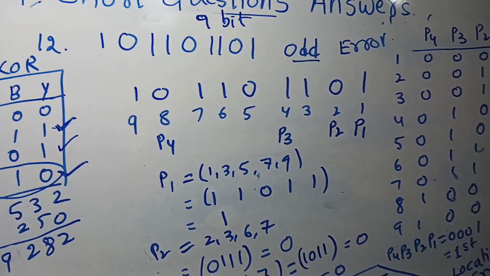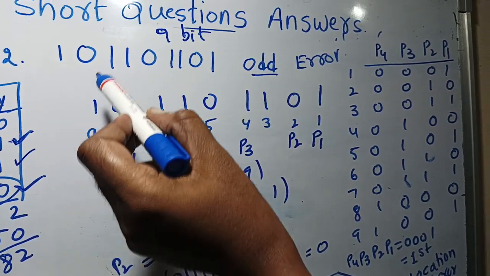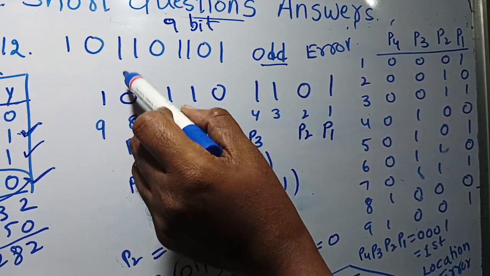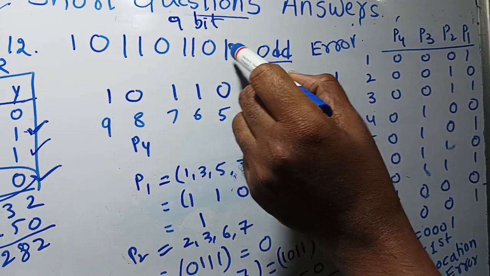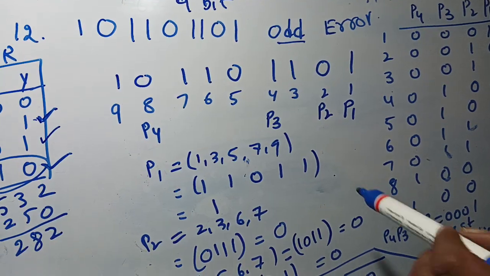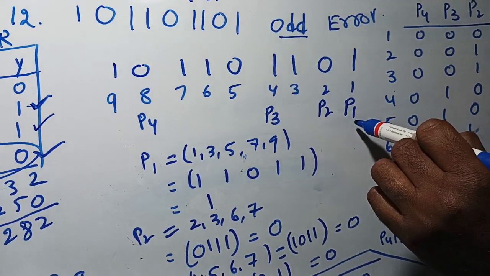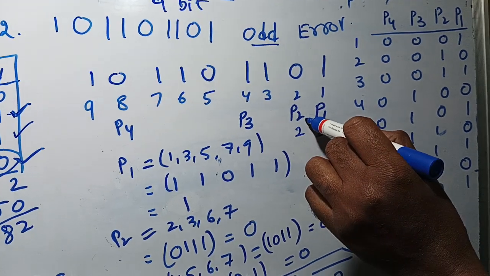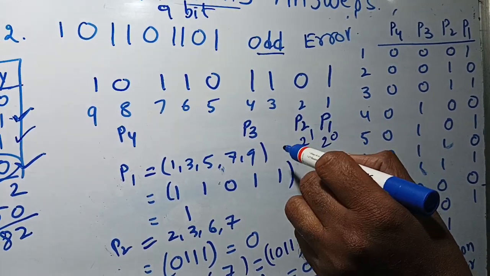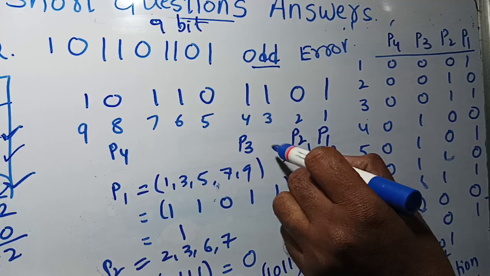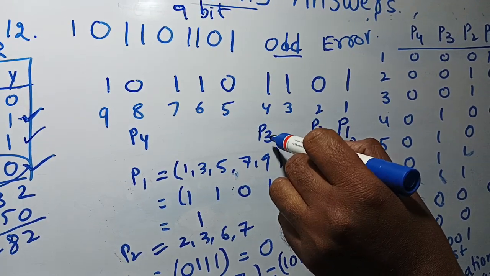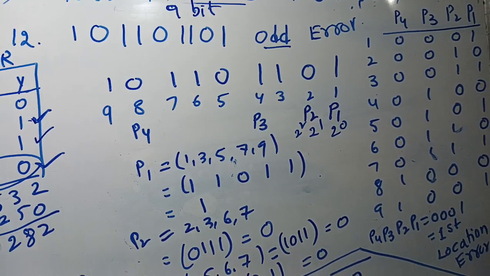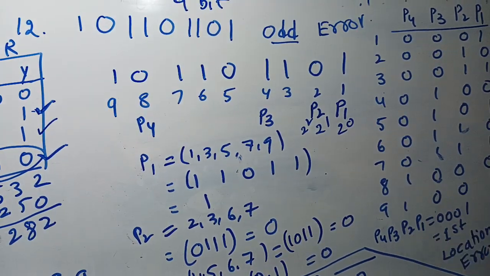Then I am writing 1 to 9 bits. He was given 9 bits, and I am writing 1 to 9, and all bits: 1 0 1 1 0 1 1 0 1. Here parity locations are 2 power 0, which means the first location; 2 power 1, which means the second location; 2 power 2, the fourth location; and 2 power 3, the eighth location. These are parity bits.